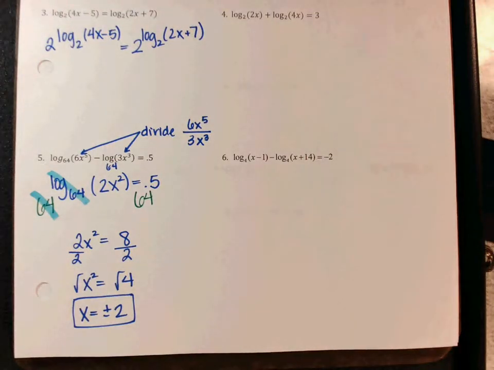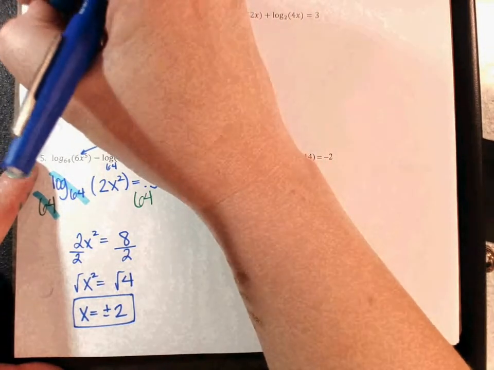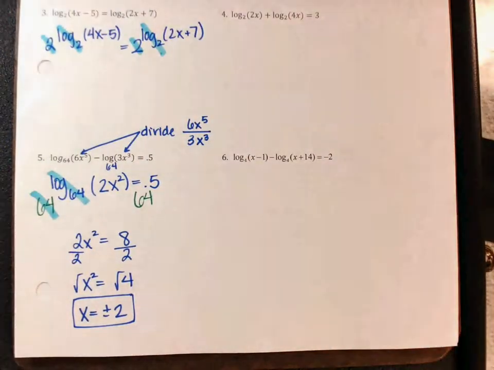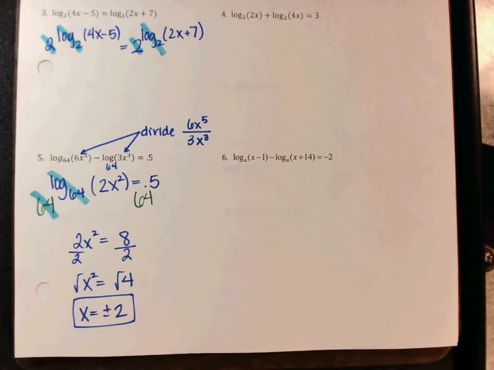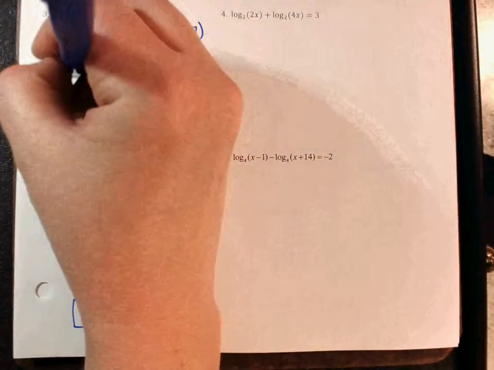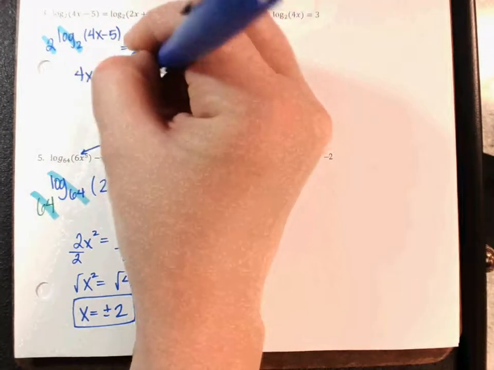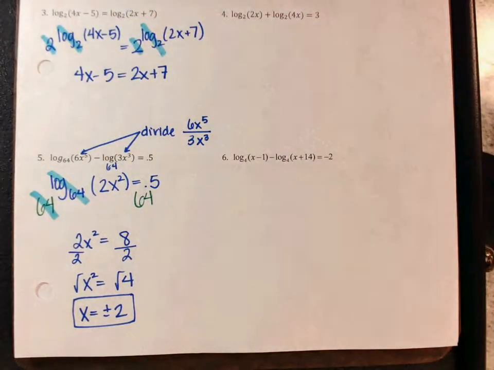So I 2 both sides, and then both of my logs are going to cancel out because both of them are base 2, so it's going to be gone. So these guys are gone, 2 log 2. These guys are gone, 2 log 2. And now it's just like a normal equation that you can solve. So it'd be 4x minus 5 equals 2x plus 7. And then from there you'll just solve it.